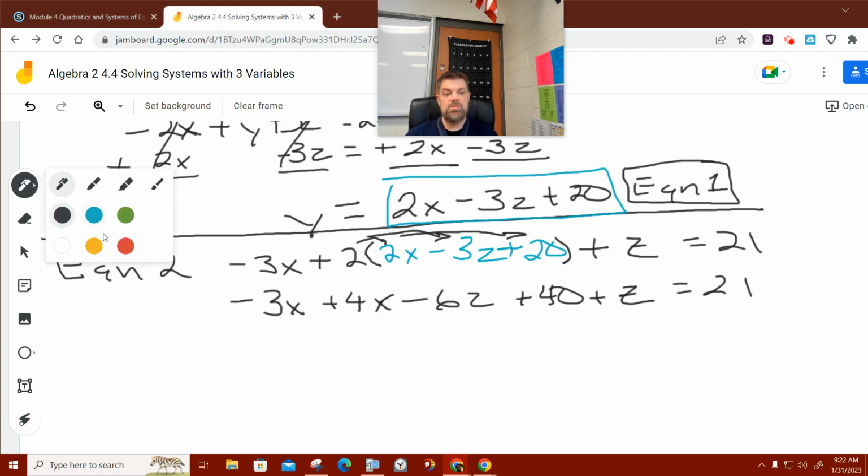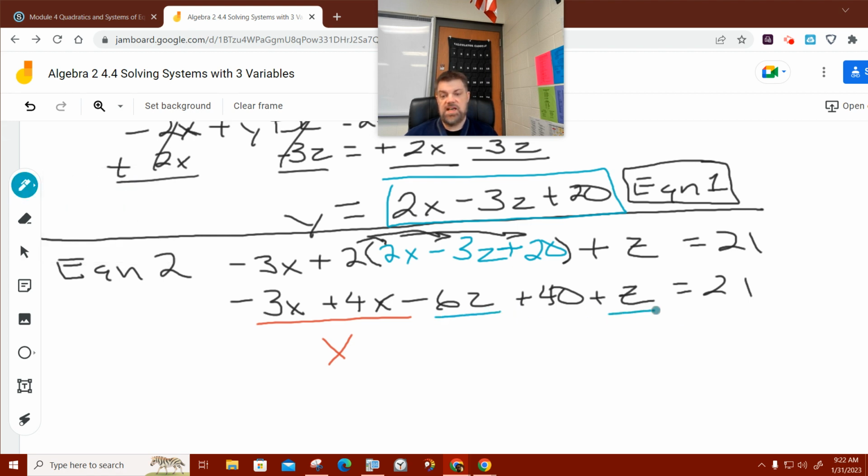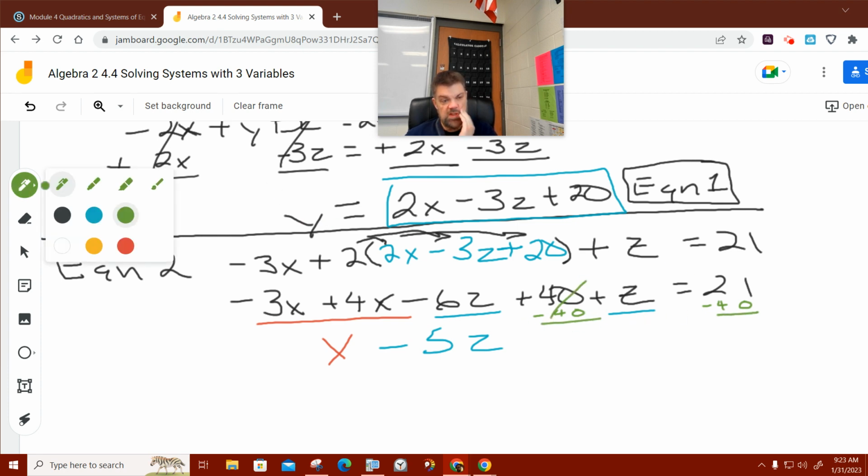Now I have some like terms here, so I can combine the negative 3x and the 4x. That's just x, right? I have a negative 6z and a positive z, so that's just negative 5z. And then lastly, I'm going to subtract 40 on this side and subtract 40 on this side. When I do that, these cancel. What's 21 minus 40?